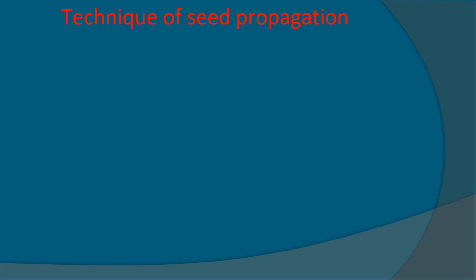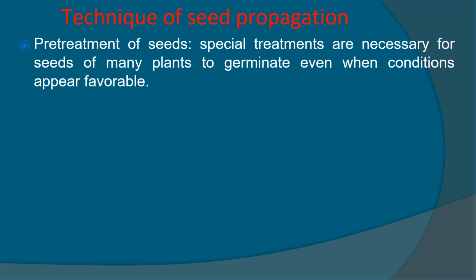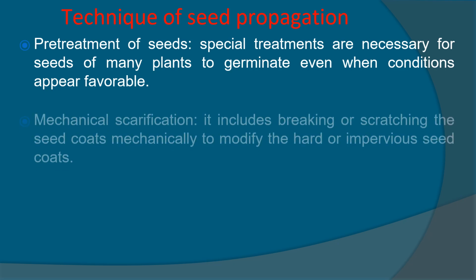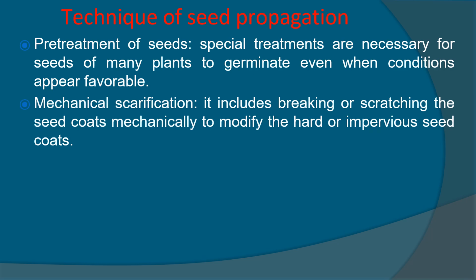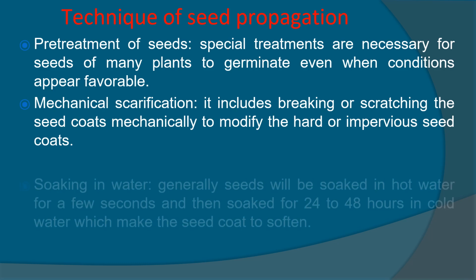Techniques of seed propagation. Pre-treatment of seeds. Special treatments are necessary for seeds of many plants to germinate even when conditions appear favorable. Mechanical scarification includes breaking or scratching the seed coat mechanically to modify the hard or impervious seed coat.